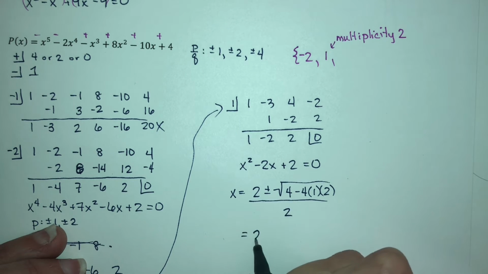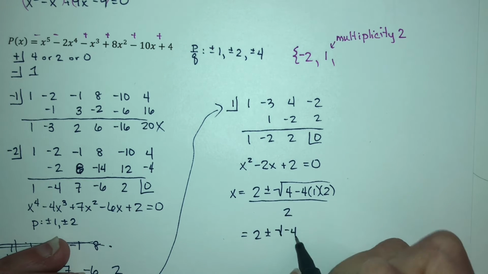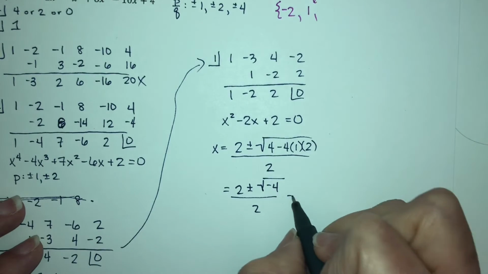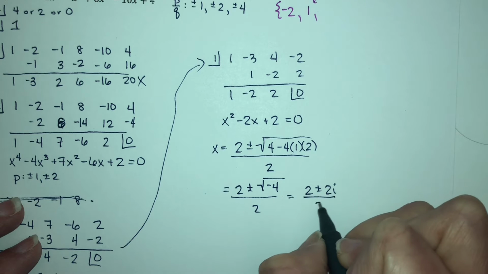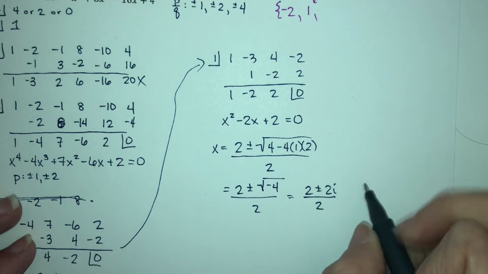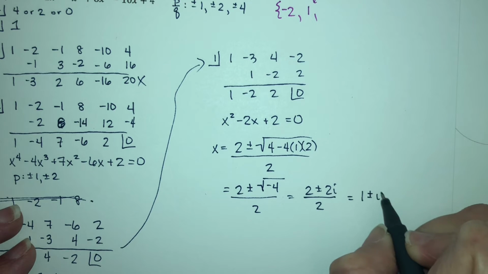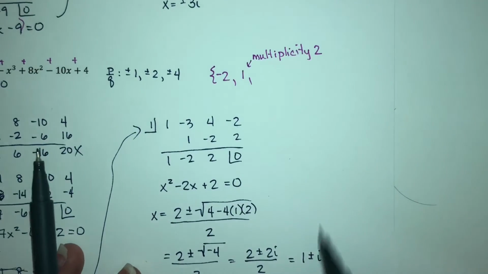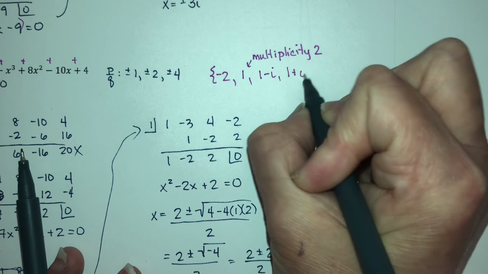And this gives you 2 plus or minus the square root of -4 over 2. And this is 2 plus or minus 2i over 2, and then you can factor and reduce this fraction to 1 plus or minus i. So your other two solutions that bring us up to 5 in total are 1 minus i and 1 plus i.